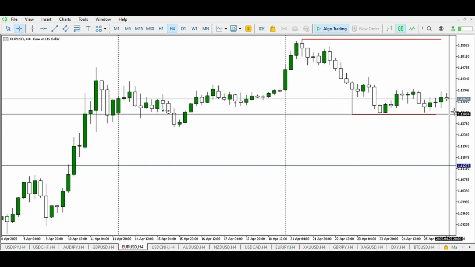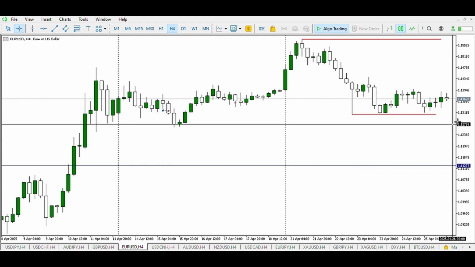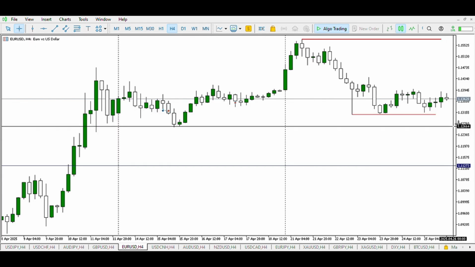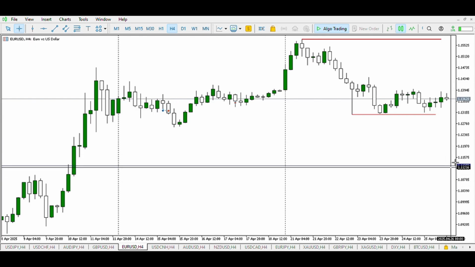Mind you, if price breaks this low and continues to print bearish candles and it continues to rally down, we make no conclusion on this pair.